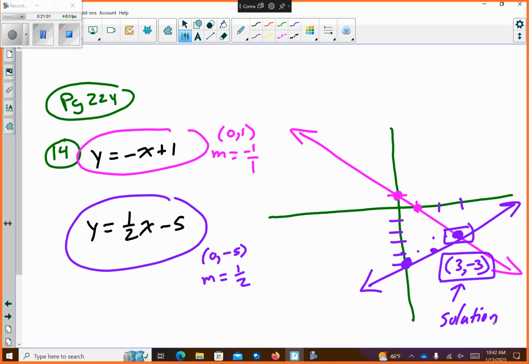All right, my friends, I would like you to work on page 223 and 224. Let's do odd. Okay.